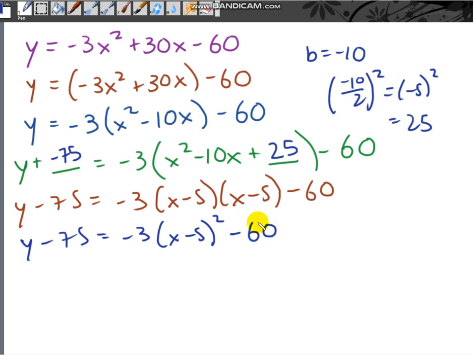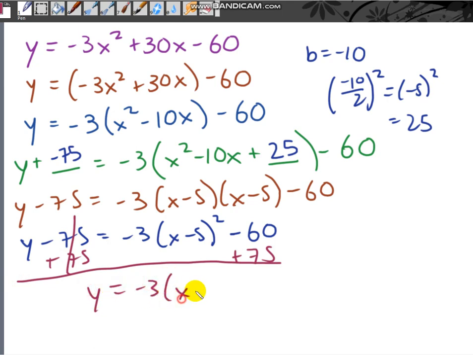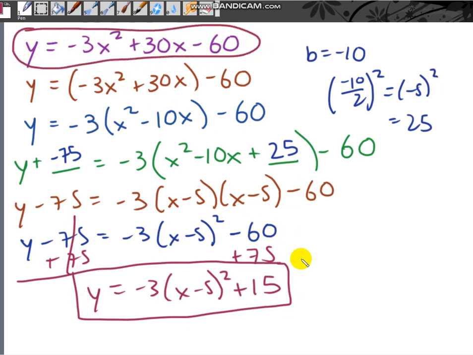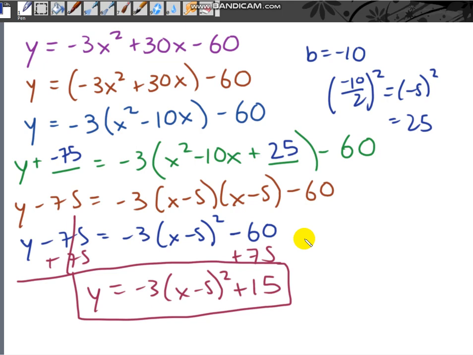Okay. Next, what we want to do is get y by itself. So to get y by itself, we're going to add 75 on both sides. This will cancel. We get y equals negative 3 times x minus 5 squared plus 15. So this, if you're wondering, would be how we would transform this quadratic expression and turn it into something like this.